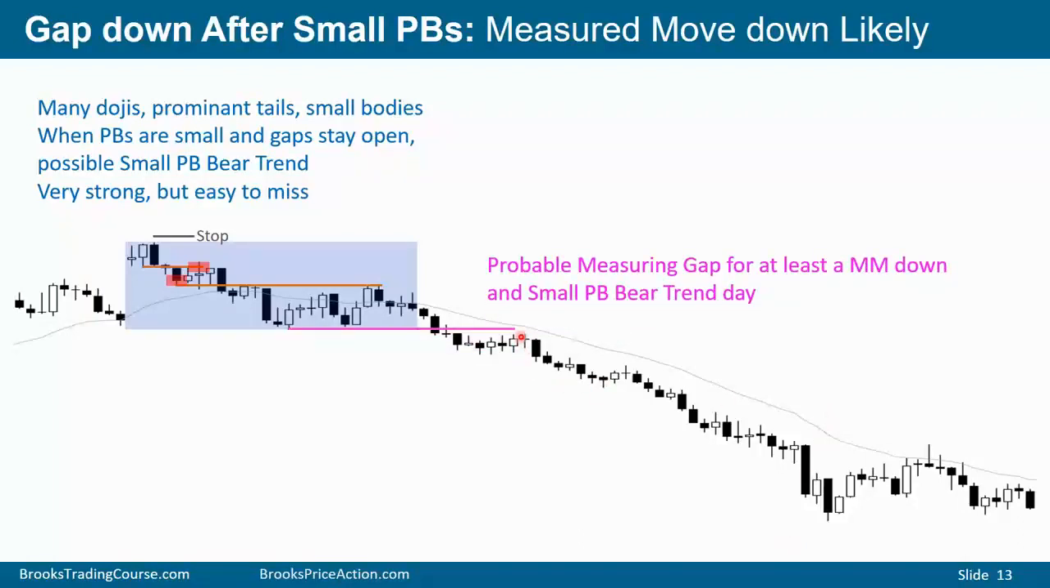Again, the bulls are trying to reverse here. They could not close the gap. They could not get above the breakout point, and then they sold off there. This looks like a small pullback bear trend, and it could last for the entire day. So better to hold short.